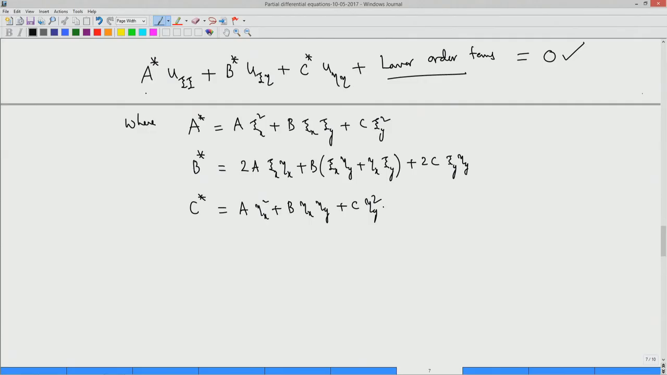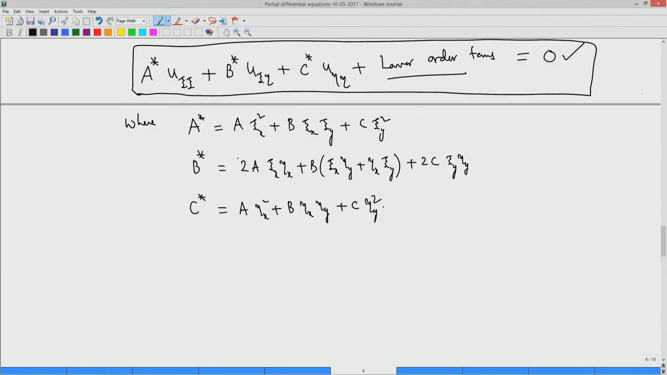So, what we have seen is that the general second order equation becomes this equation, with this a star, b star, c star, and the transformation is such that the Jacobian J of xi and eta, which is a function of x, y, is non-zero. So, j is the determinant of xi x, xi y, eta x, eta y. This is non-zero.